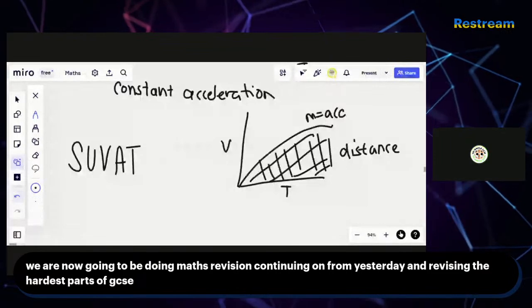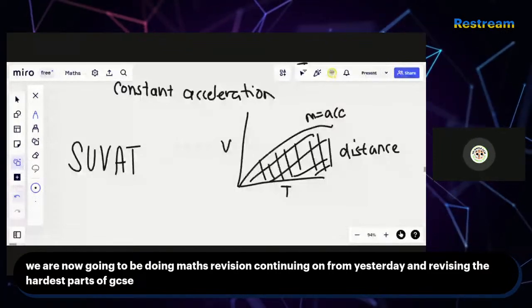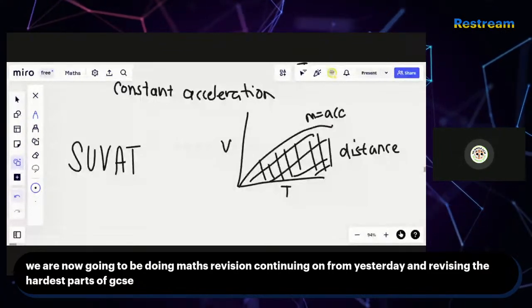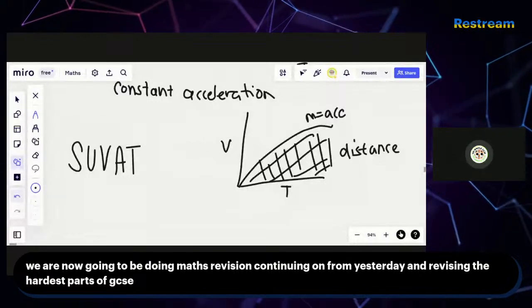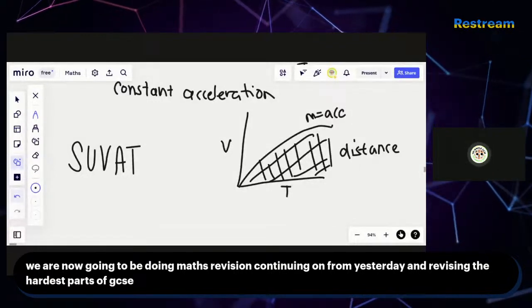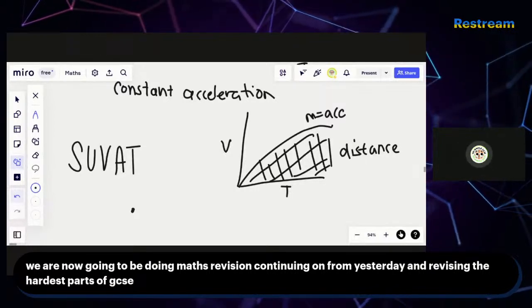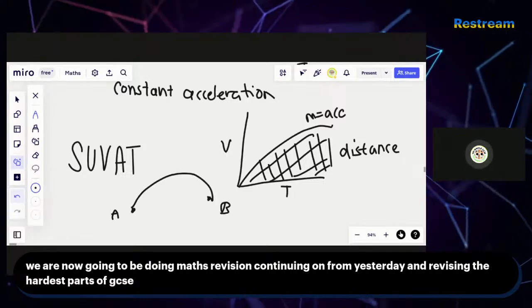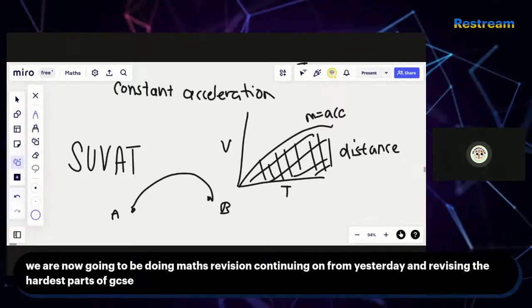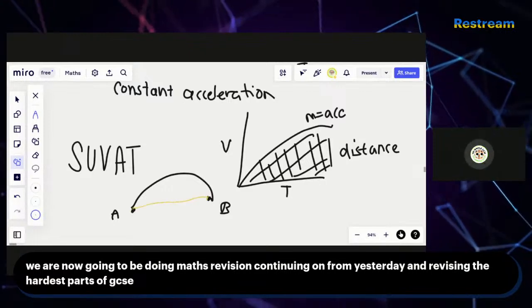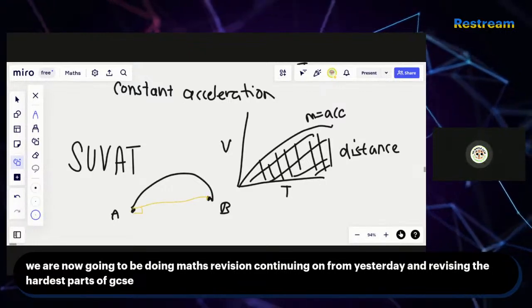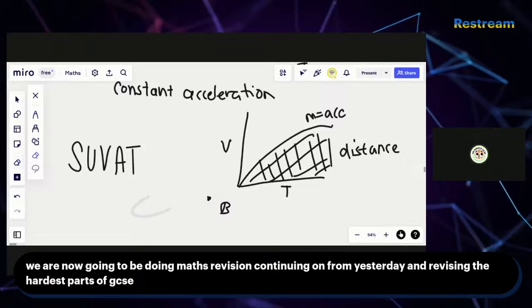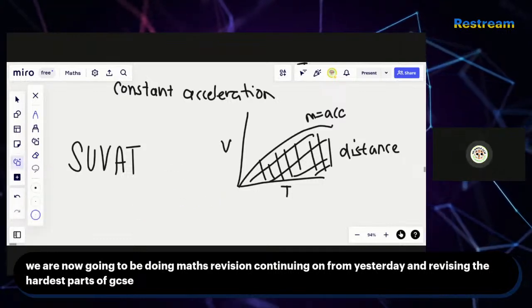So in terms of the Suvat, S is displacement, which is just the vector quantity for distance, which just means the exact distance. So distance would be, say, if you wanted to go from A to B, but you went this way, that's distance. But displacement is A straight to B, the angle travelled. So that's why it's a vector quantity. But anyway, let's look at the Suvat equations in more detail.